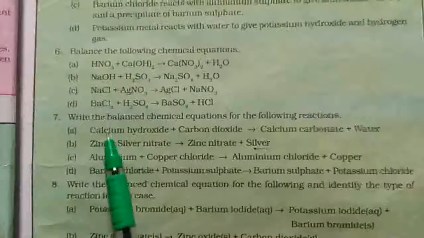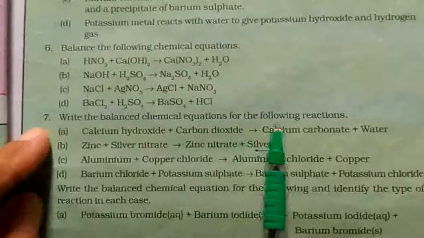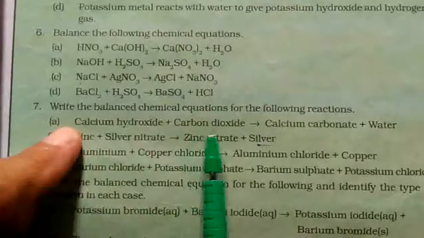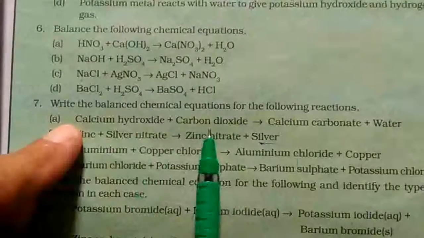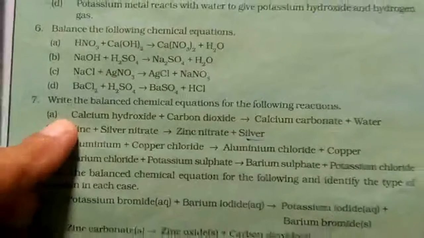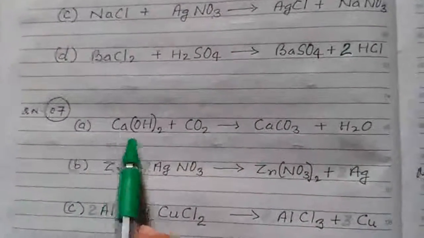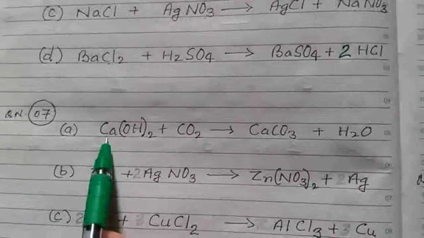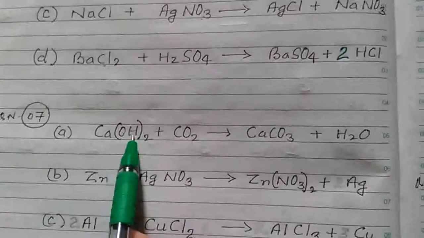Okay, question number 7. Write the balanced chemical equation for the following reaction. Calcium hydroxide and carbon dioxide are the reactants. Calcium carbonate and water are the products. So, first of all, we write the reaction. Calcium hydroxide: how can we write calcium hydroxide? Calcium has 2 valency, hydroxide has 1.